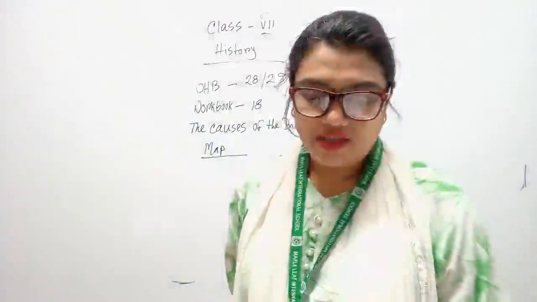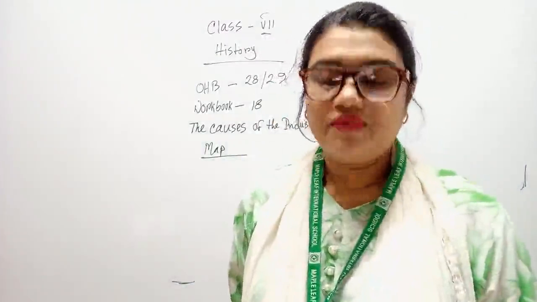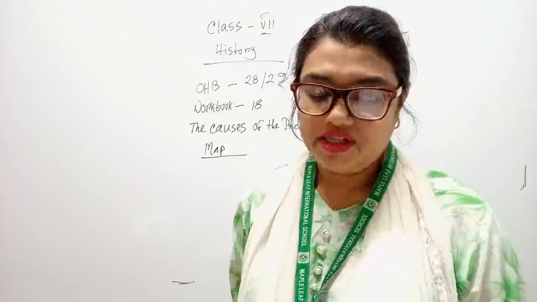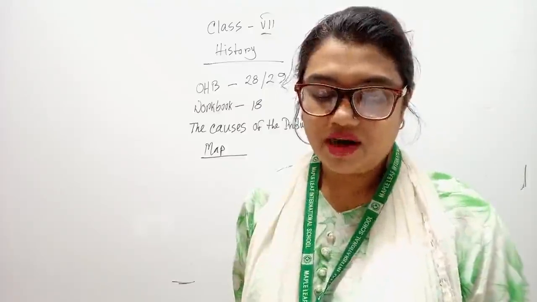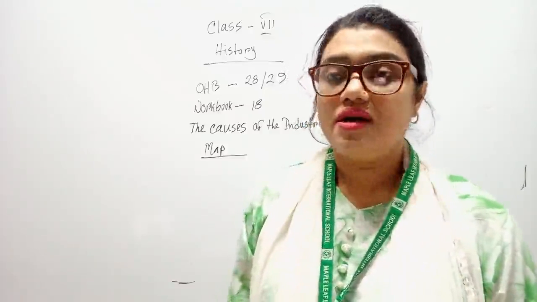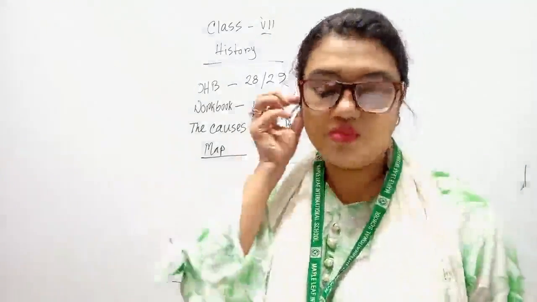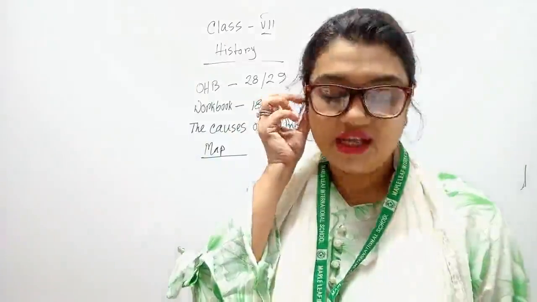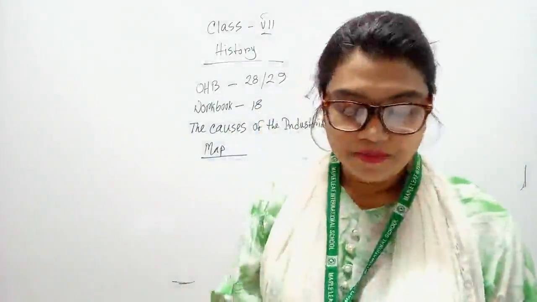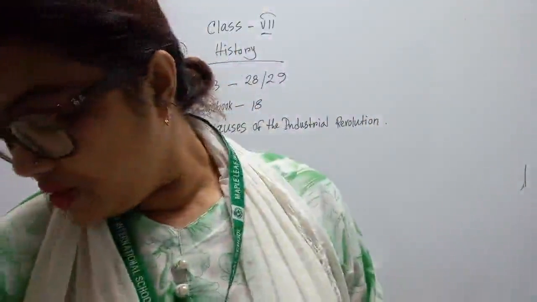The last one is D, large supplies of coal and iron. Coal was the fuel for the new machines, while iron was used to make new machines. There were also many skilled craftsmen and inventors as well.